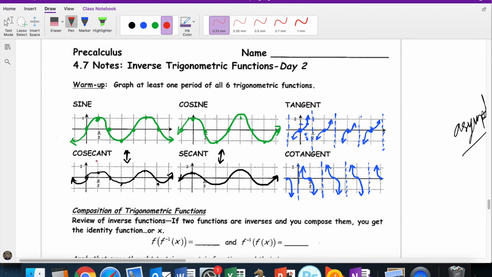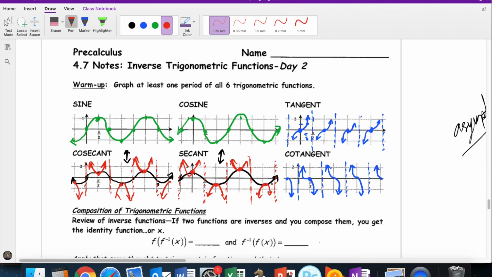Now, what am I going to do anytime that sine crosses the x-axis? We're going to have an asymptote. What about at the top of the hills and at the bottom of the valleys? We are going to be adding parabolas. And we're going to follow the exact same pattern with cosine and secant. Parabolas at the top of the hills, at the bottom of the valleys, and asymptotes wherever they cross the x-axis.